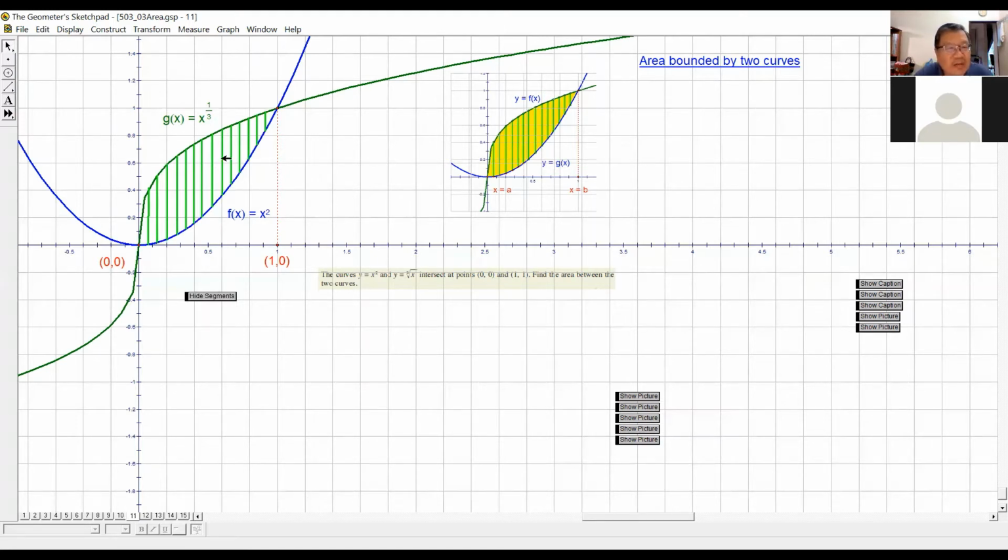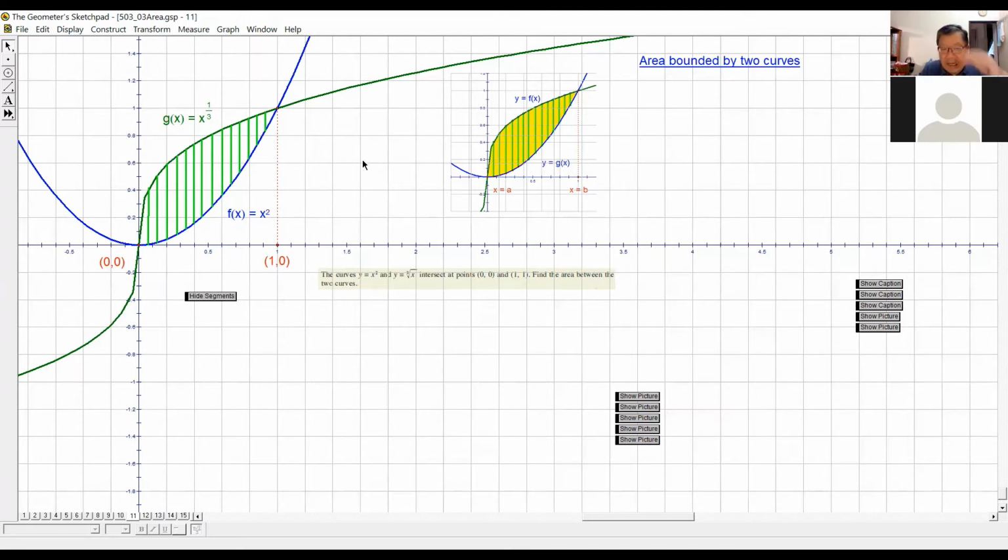Inside this shaded region, which curve is at the top? The green color line. The green one is at the top, right? What is the equation? The cube root of x. Who is at the bottom inside this region? The blue color. What is its equation? y equals x squared.